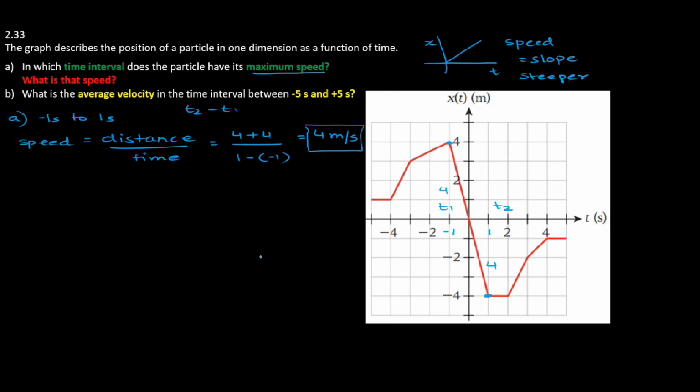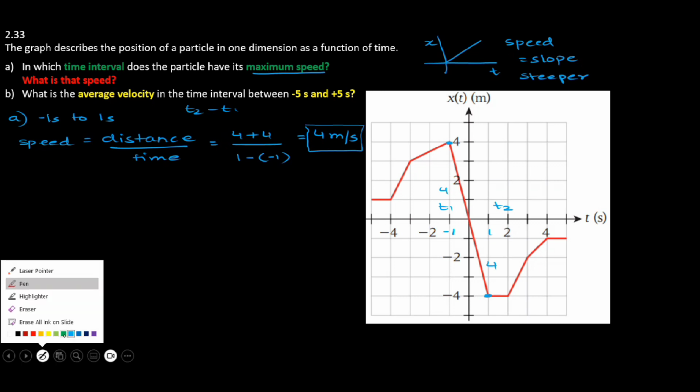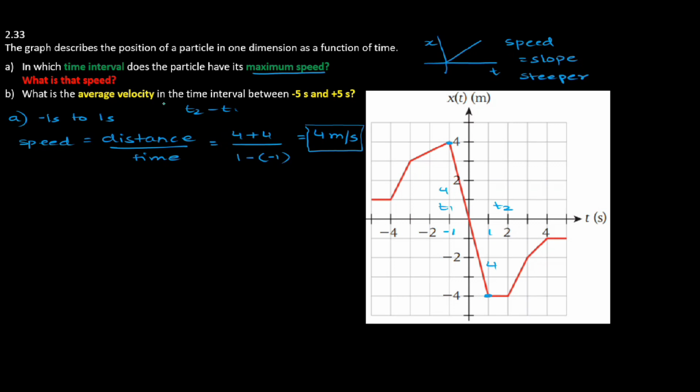This is part A. Now, part B of the question is asking me, what is the average velocity in the time interval from -5 seconds to +5 seconds? Now, we calculate velocity v as displacement over the total time. And we define displacement as change in position, which is final position minus the initial position, over the change in time, which is the final minus the initial. So my final time here is +5 seconds, and my initial time is -5 seconds.